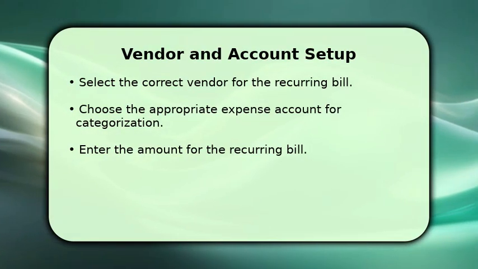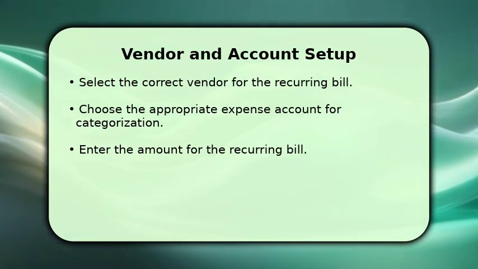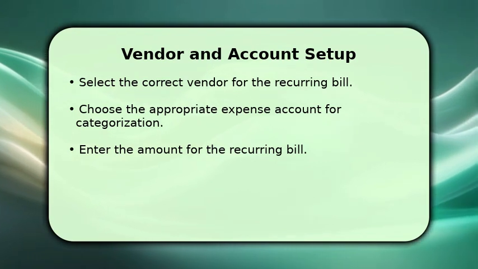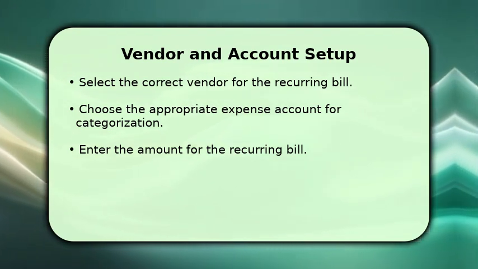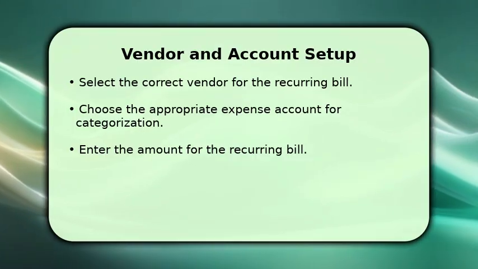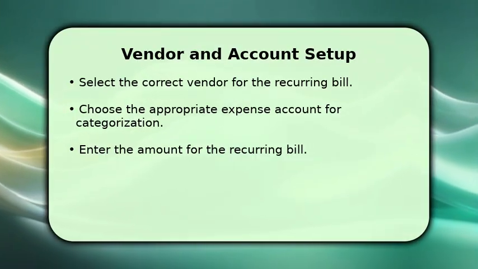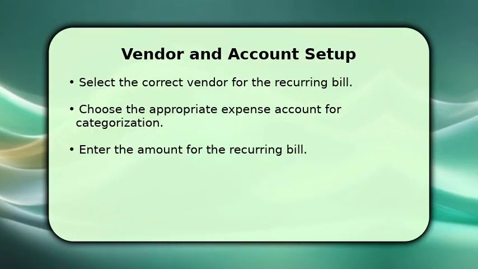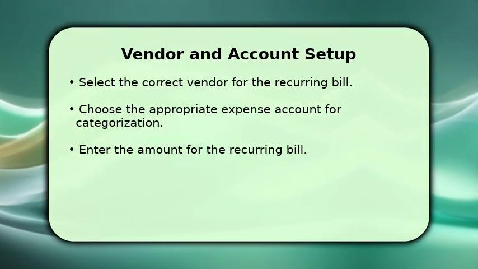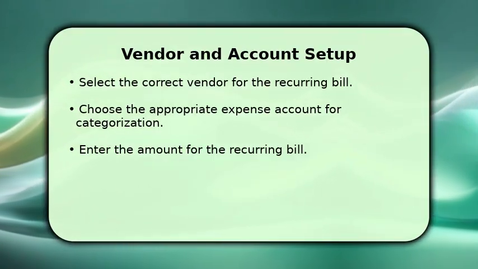It's time to input the vendor and account details. From the drop-down menu, select the specific vendor associated with this recurring bill. This ensures proper tracking of payments. Next, choose the correct expense account where this bill should be categorized, such as rent expense or utilities expense.